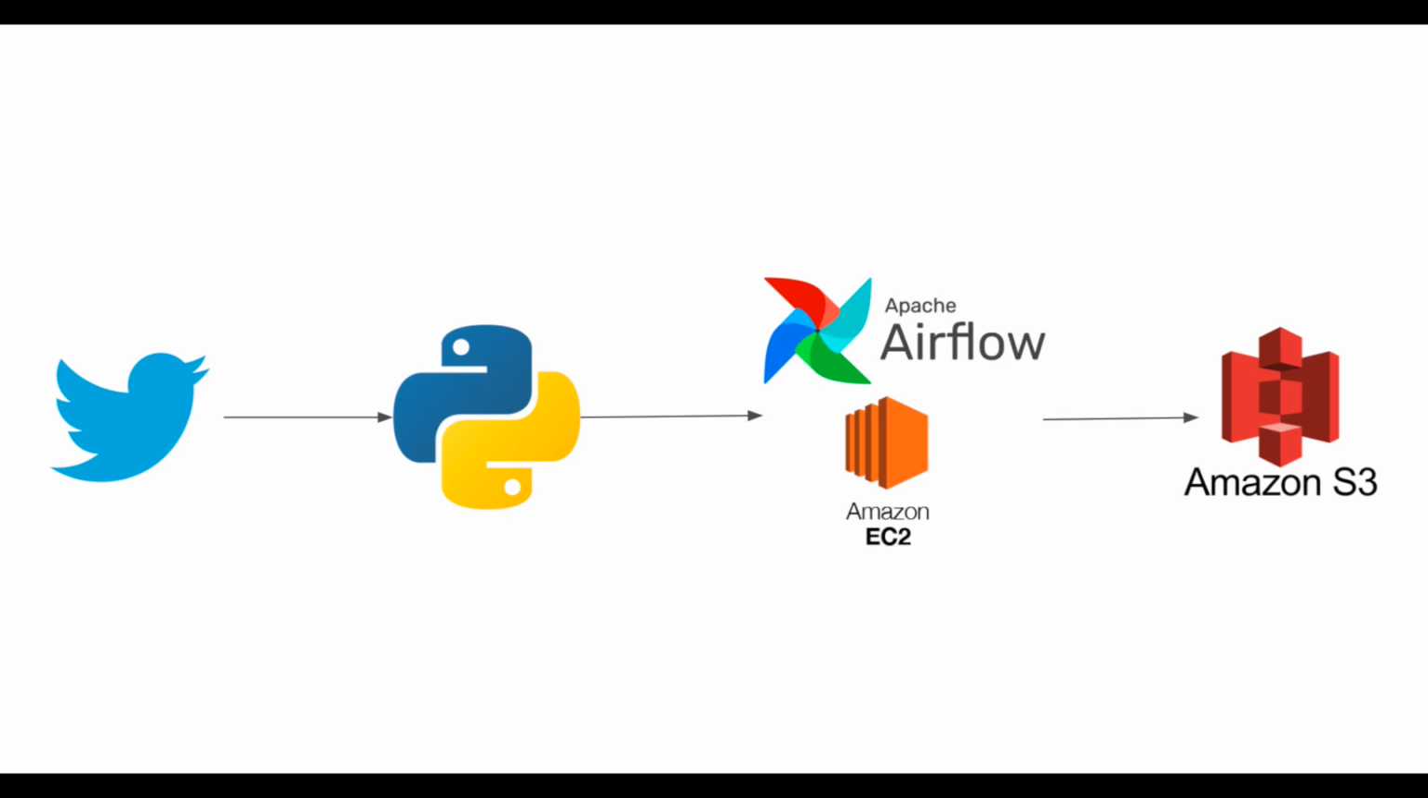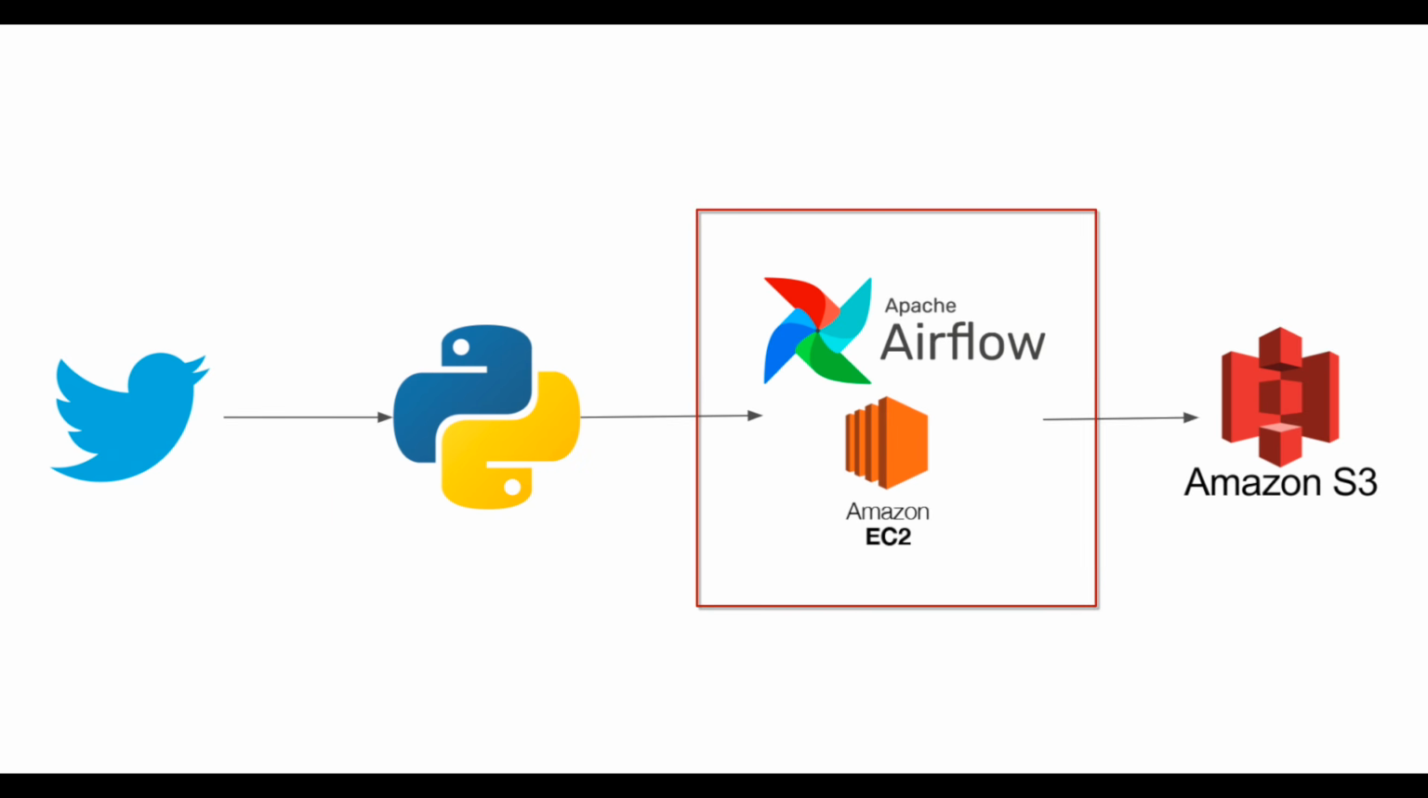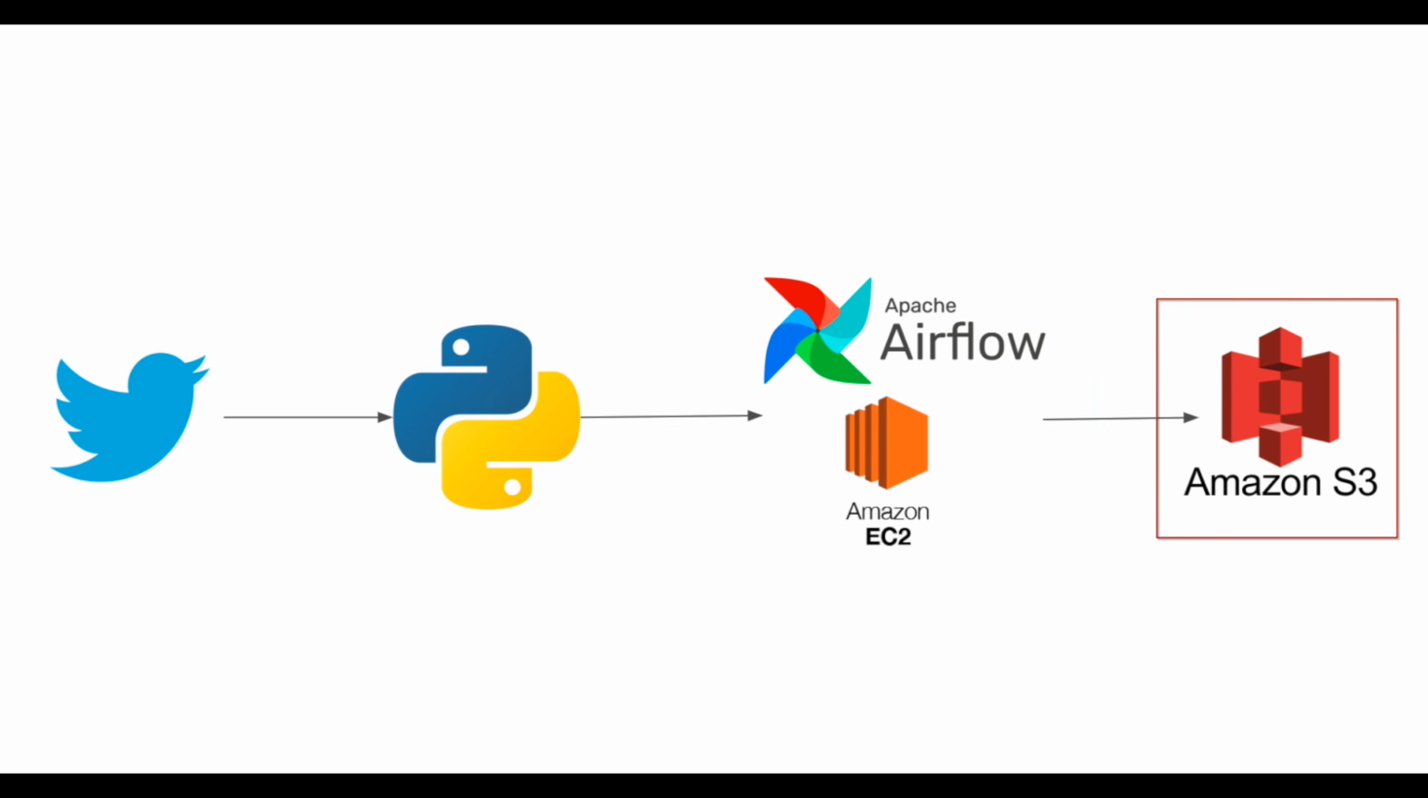This is what we are going to build in this project. We will extract data from Twitter. We will use Python to extract data and transform it. Then we will deploy our code onto Airflow that will be on an EC2 machine that is available on Amazon Web Service. And at the end, we will store our data onto Amazon S3, that is an object storage.